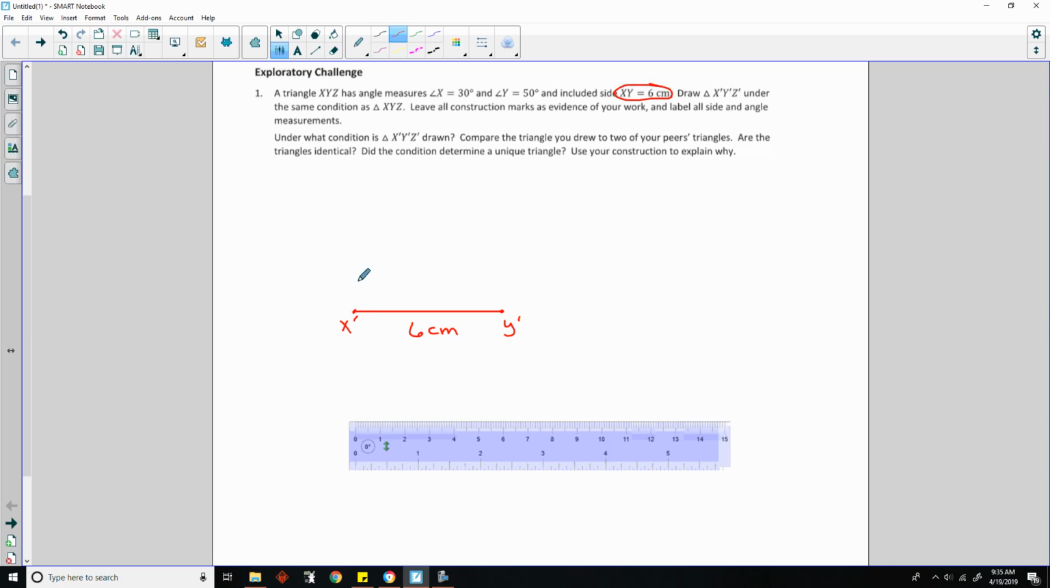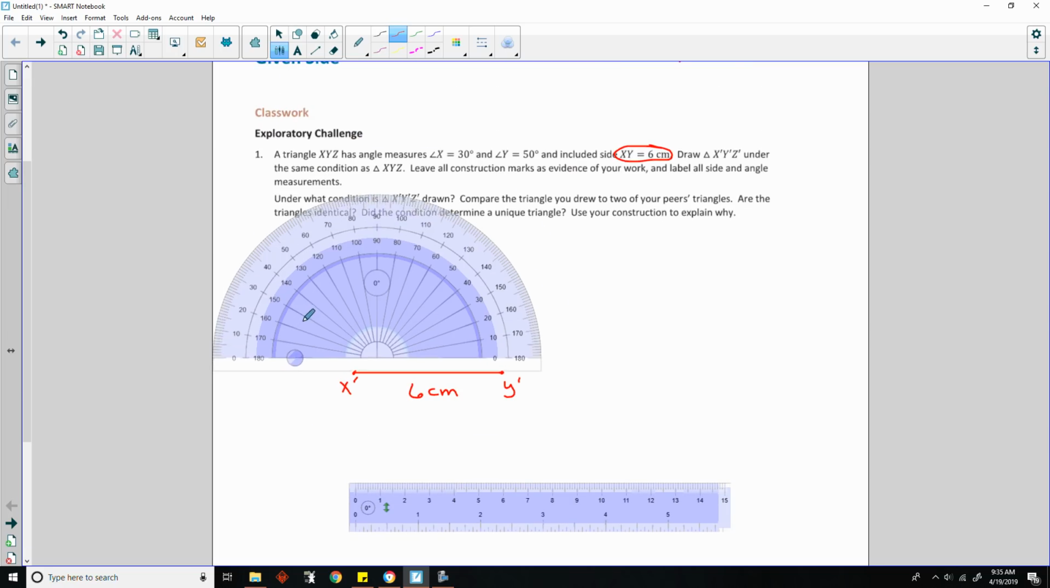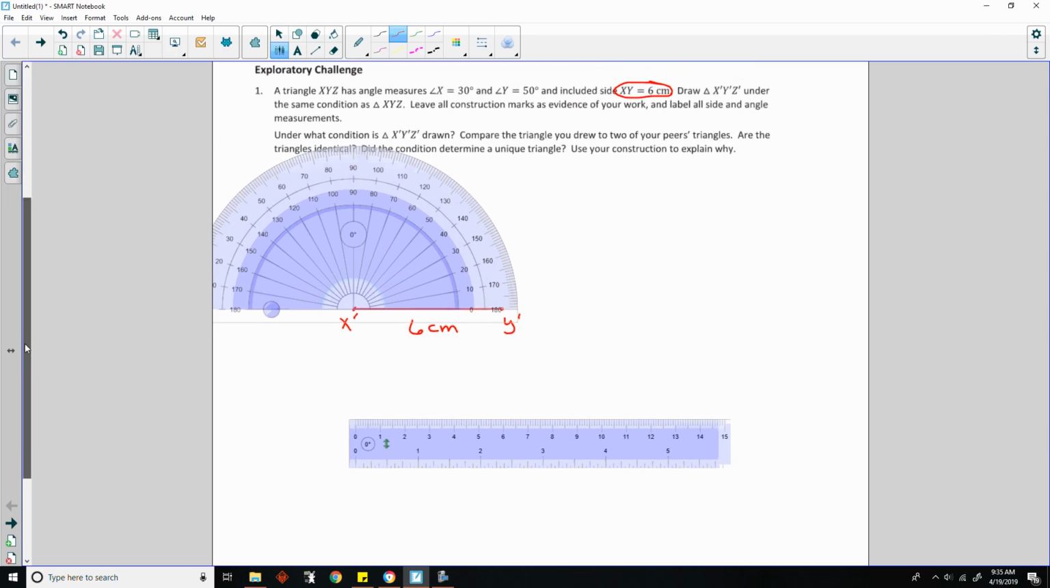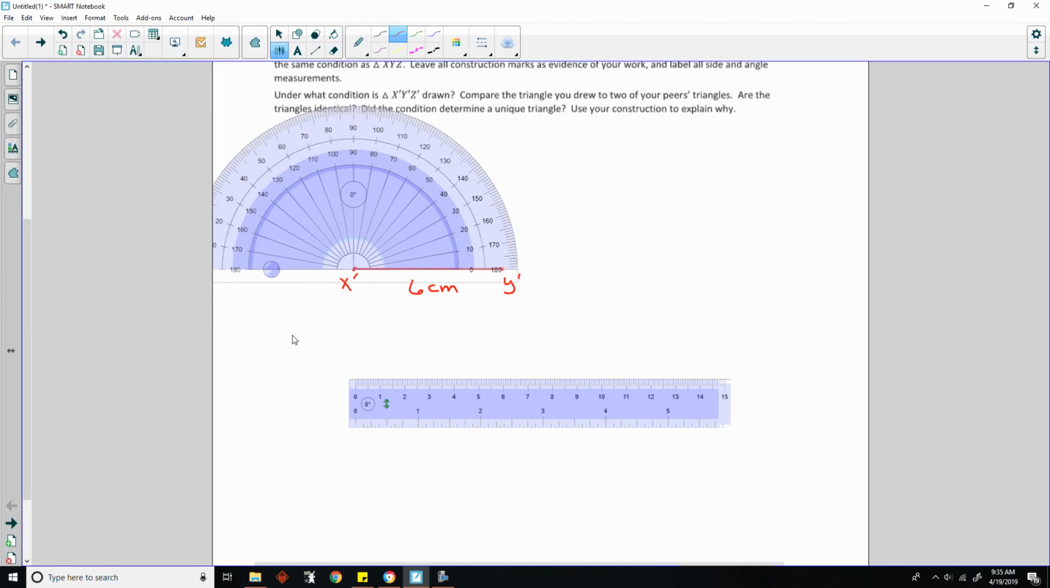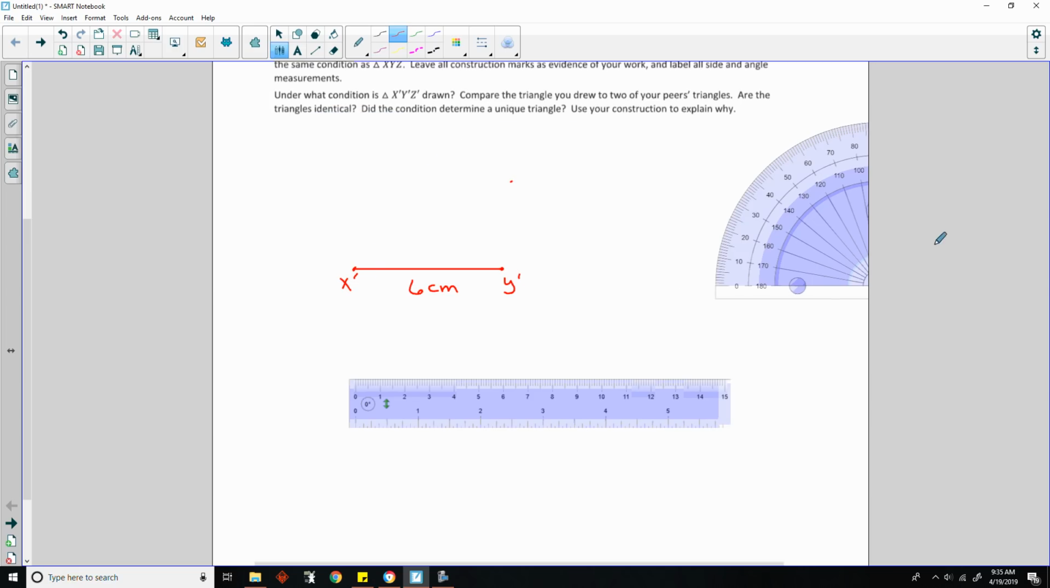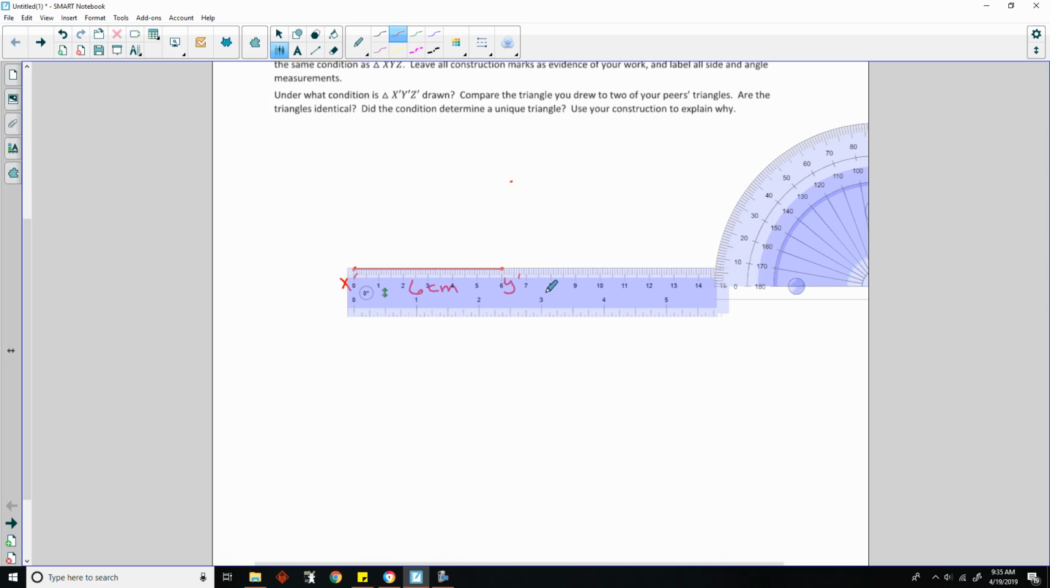Okay, so now I need an angle coming off of X. I need a ray that will make a 30-degree angle. So I get my protractor and I put the crosshairs as accurately as possible on the point X prime so that my side is right on the 0 degree line of the protractor. And then I come out 30 degrees, which is right here, and I'm going to place a dot right there, and that is where I'm going to draw my segment from X up.